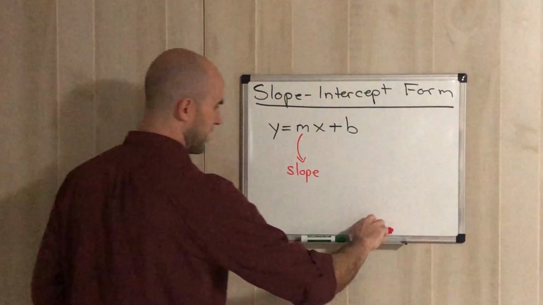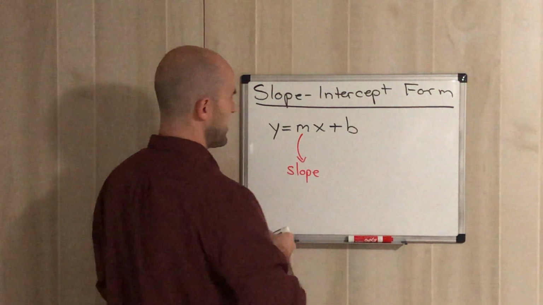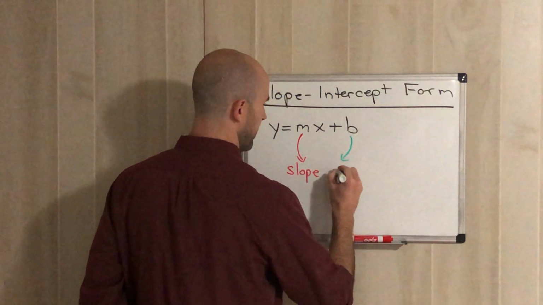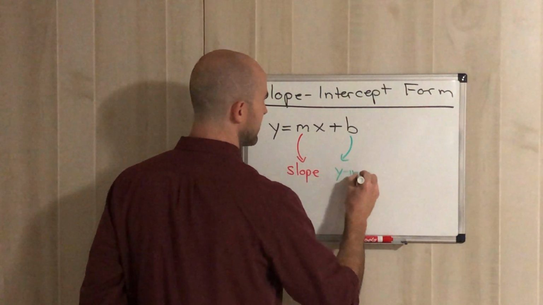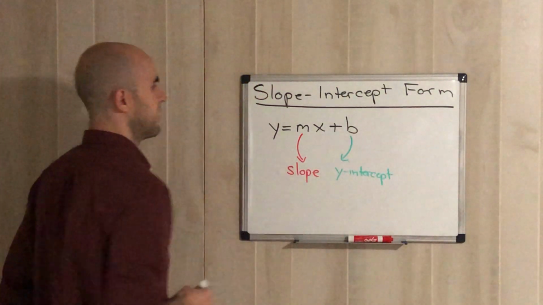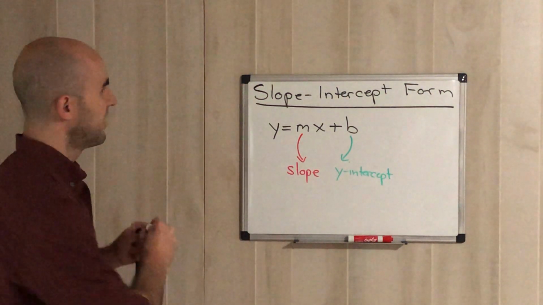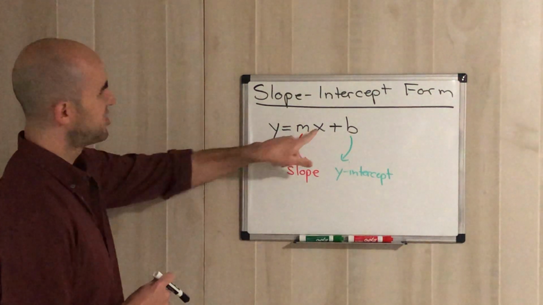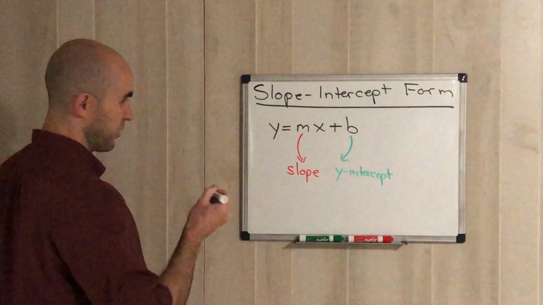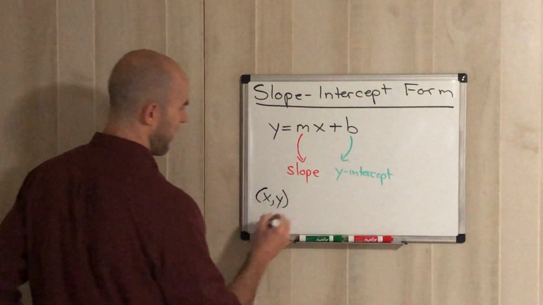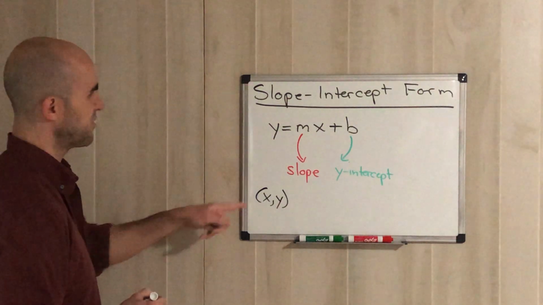Then you have b, right? And what b represents is something called the y-intercept. It's called the y-intercept, and I'll show you what that means. So again, m is called our slope, b is called our y-intercept, and then x and y just represent any coordinate, because whenever we have a coordinate, it's always an x value and a y value, right? That's all x and y represent.